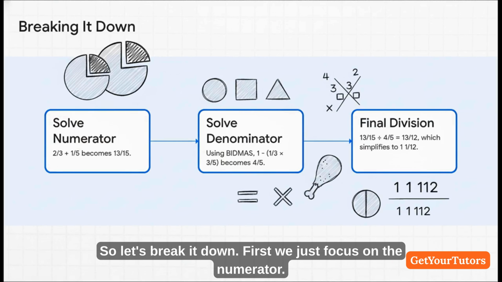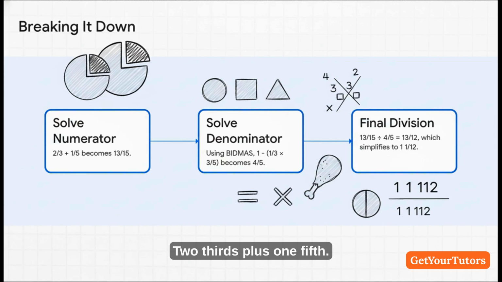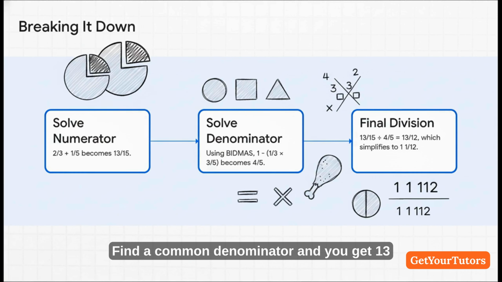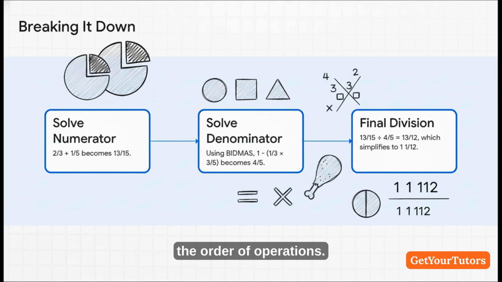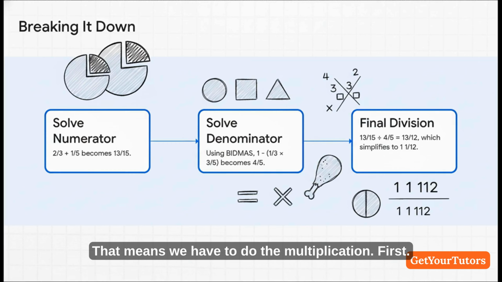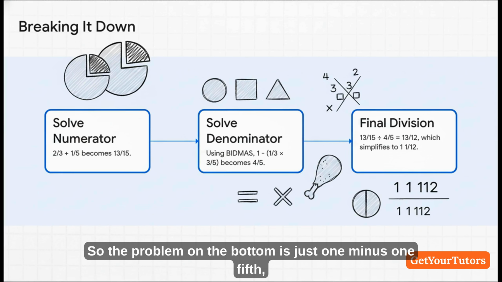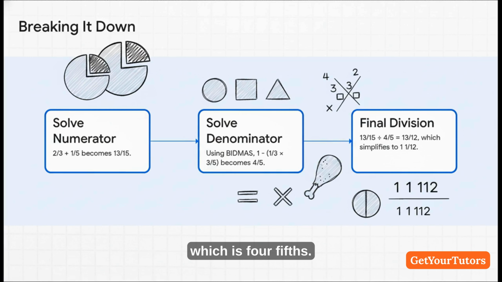So let's break it down. First, we just focus on the numerator, 2/3 plus 1/5. Find a common denominator, and you get 13/15. Easy. Now the denominator. And here you have to remember BIDMS, the order of operations. That means we have to do the multiplication first. So 1/3 times 3/5 is 3/15, which, hey, that simplifies down to 1/5. So the problem on the bottom is just 1 minus 1/5, which is 4/5.